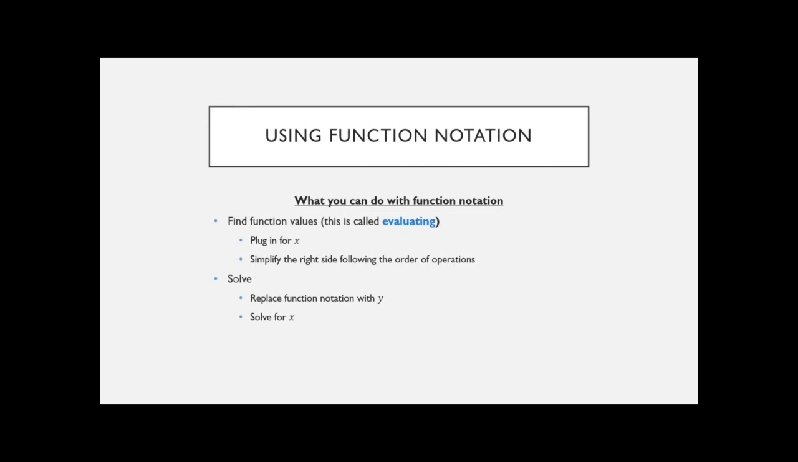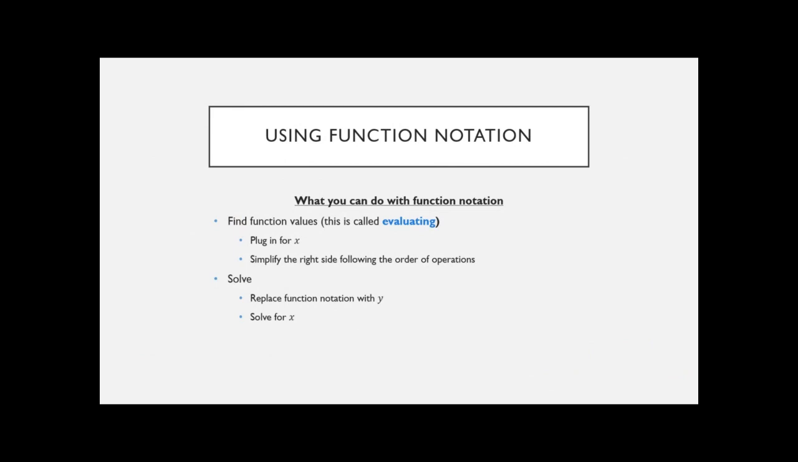So when we're actually using this function notation, there are basically two mathematical things we do with it. The first is to find function values, and this is also called evaluating. So you might be told to evaluate a function. And what that means is you plug in a number for x, and then you simplify only the right side using the order of operations. So the general rule with function notation is if you're plugging in numbers, you only touch the right side of the equation. You never really touch the left after you've plugged in the number.